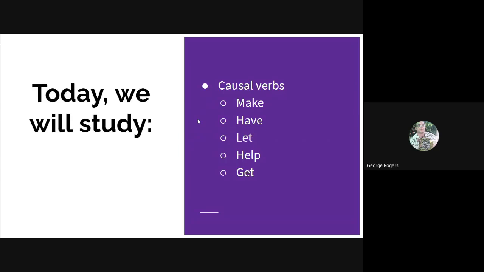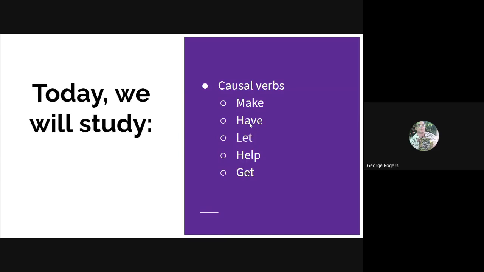For example, we were late because there was traffic. The traffic is what caused us to be late. So this word causal, all of these words, make an action happen. You make or get somebody else to do something. For example, make, like if you make your kids clean their room.